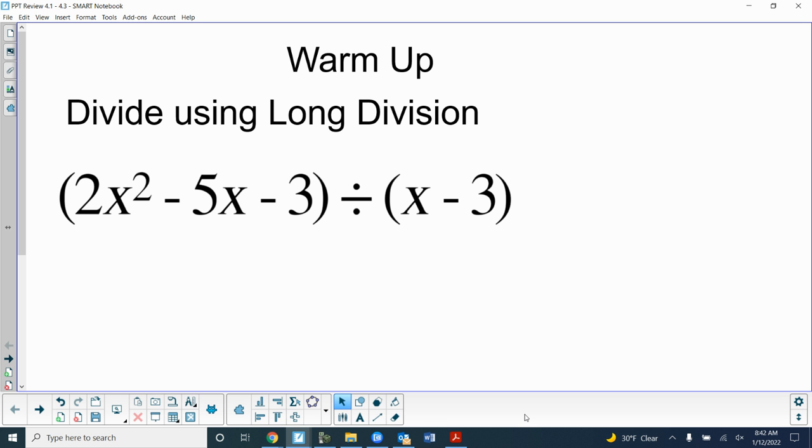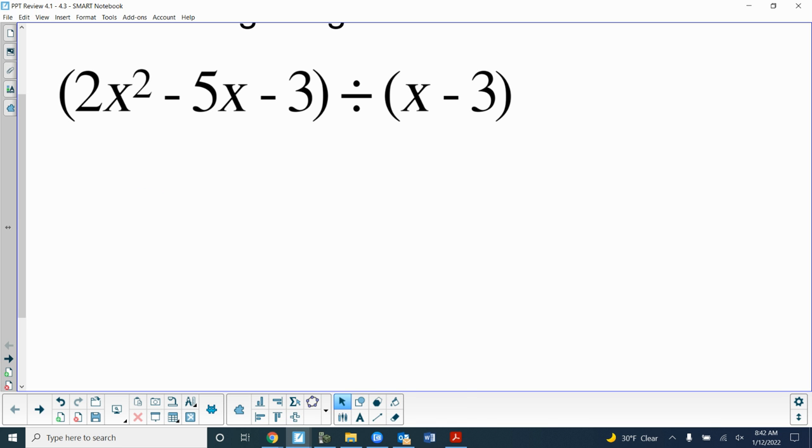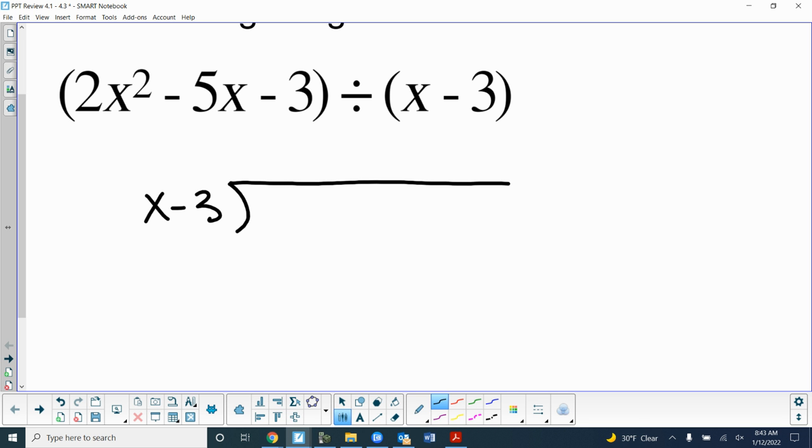Okay? So when we do this, we put our x minus 3 out here. Do I have to add any zeros underneath? No, I got my x squared, my x, and my constant, right? No. So don't forget about adding zeros.